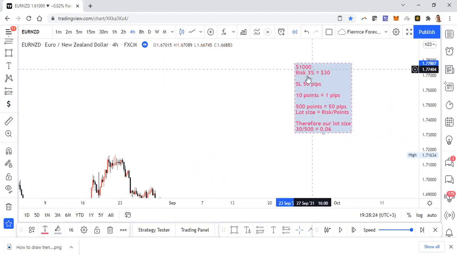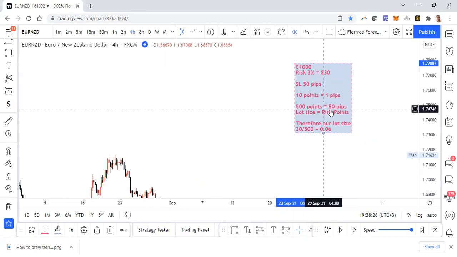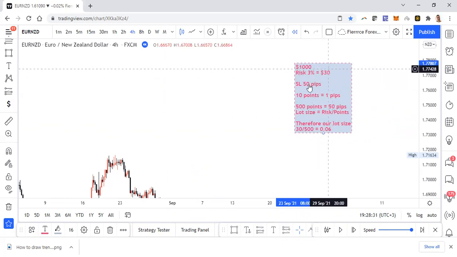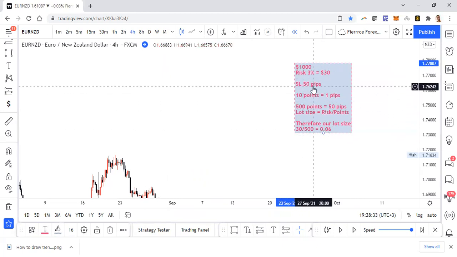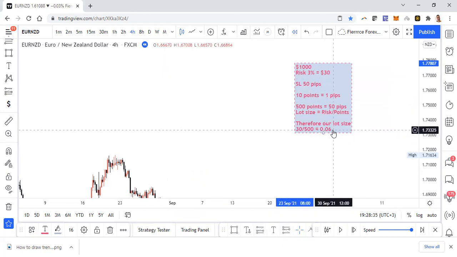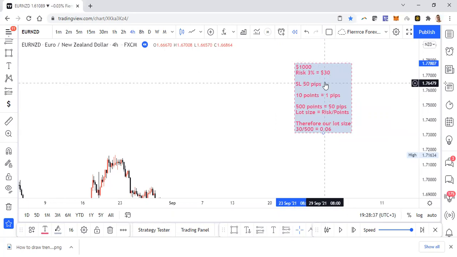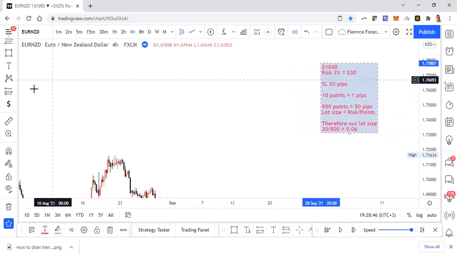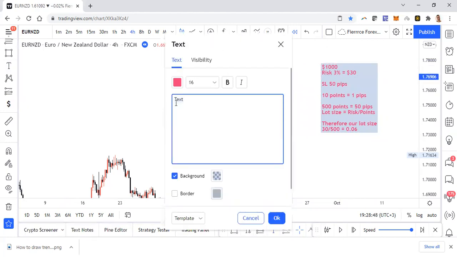So this is the correct lot size to use when you're trading $1,000 and you're risking 3%. That means that if this trade hits 50 pips at 0.06 lot size, you're only going to lose $30. So this is the correct way to calculate your risk. Let's use another example so that maybe we can retain this in our memory.